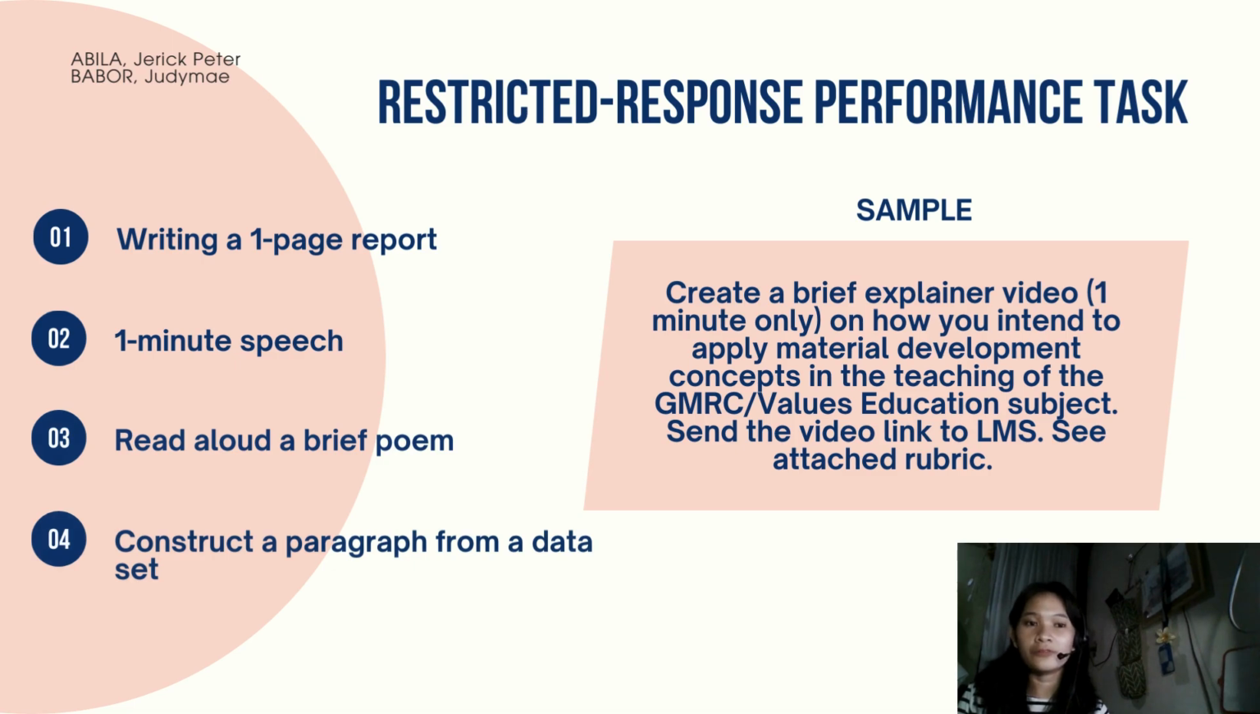One of the types of performance-based assessment is the restricted response performance task. A restricted response performance task is highly structured but with a limited scope. The examples are writing a 1 page report, 1 minute speech, read aloud a brief poem, construct a paragraph from a data set. Another example, as you can see on the other side, create a brief explainer video, a 1 minute only video on how you intend to apply material development concepts in the teaching of the GMRC or values education subject.